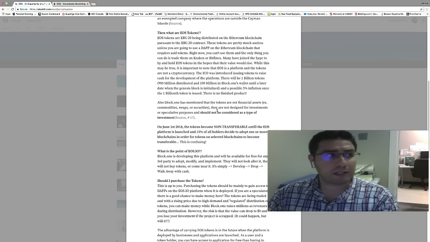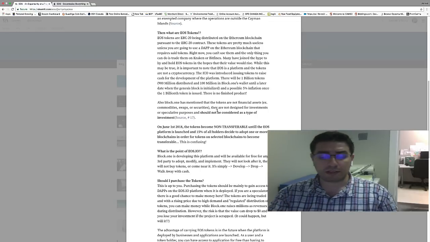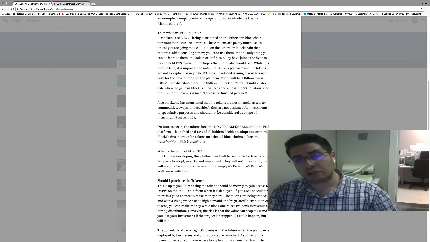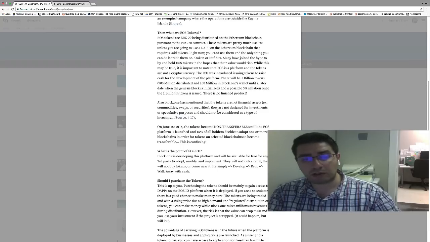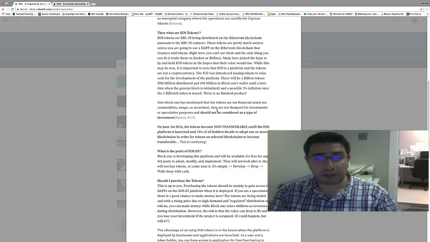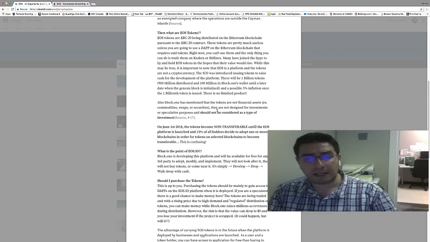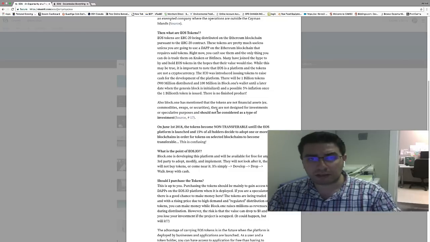Anyway, so what are EOS tokens? What Block.one is doing is actually funding the development of the EOS platform. They are issuing 1 billion tokens. It's an ICO, initial coin offering, where they're selling 1 billion EOS tokens over a very long period of time. Right now they're distributing 200,000 tokens, and after a certain amount of time, they'll start distributing 200 million tokens, and then after that, they'll start distributing 700 million tokens, which comes up to 900 million, and there's 100 million that they will keep in their wallet for later to give out.